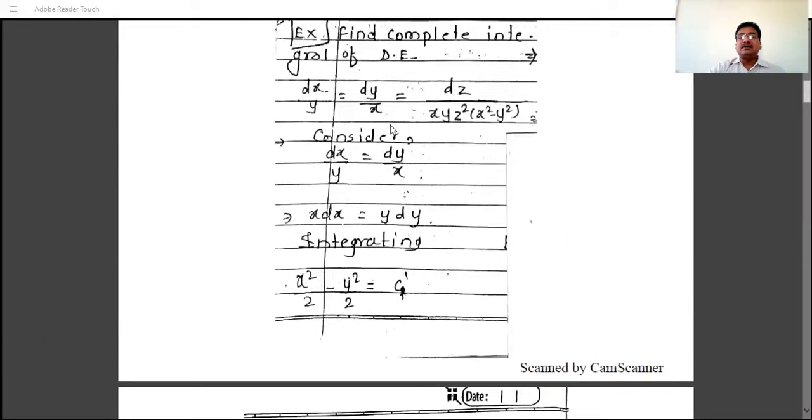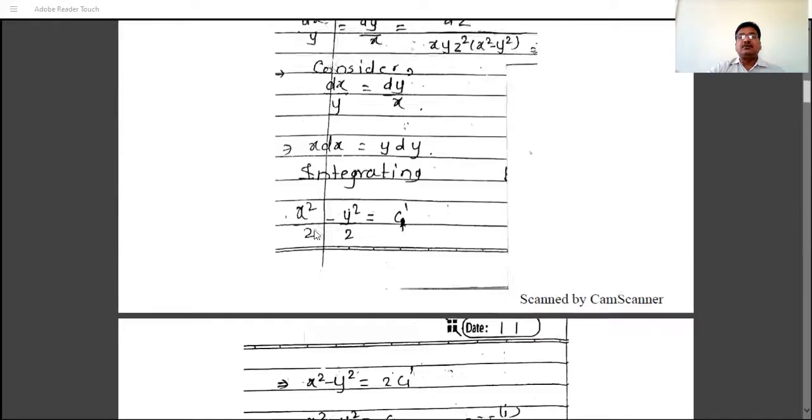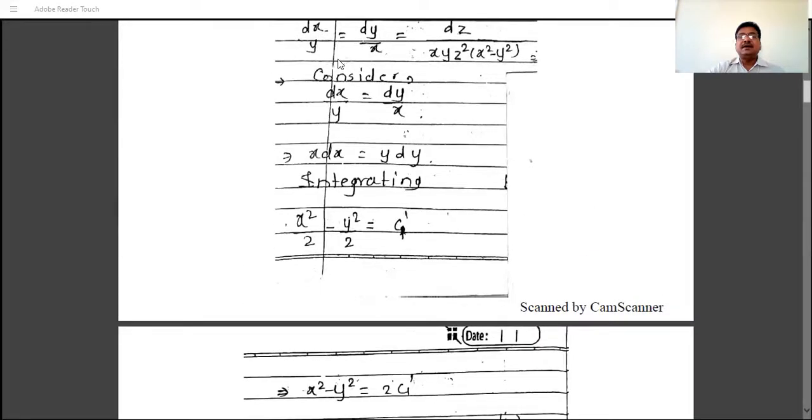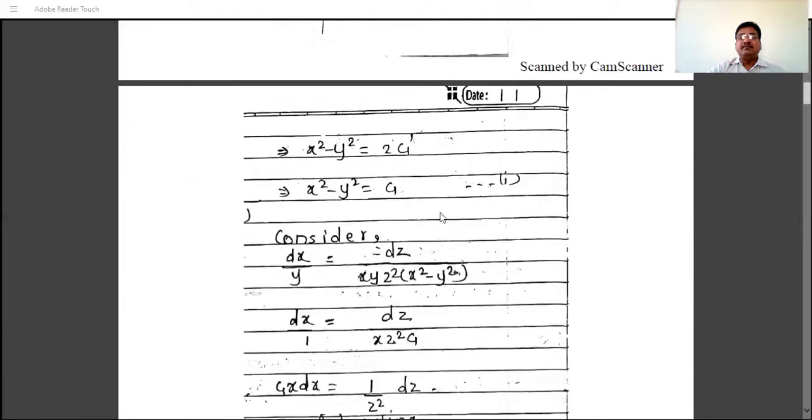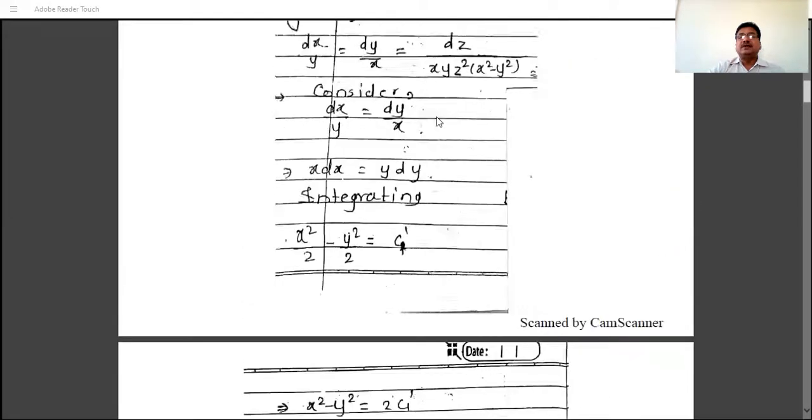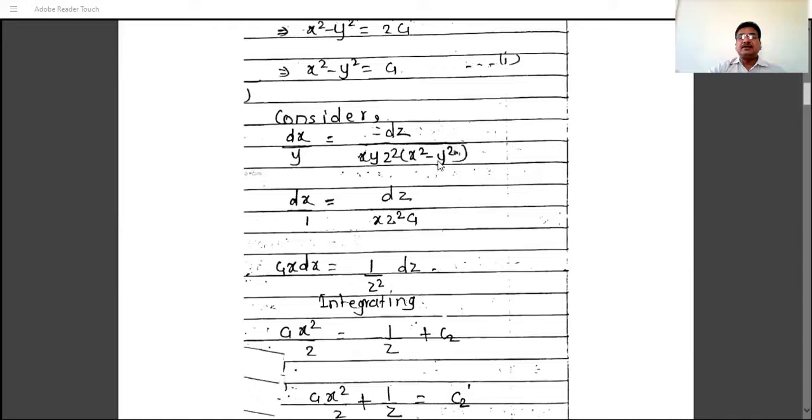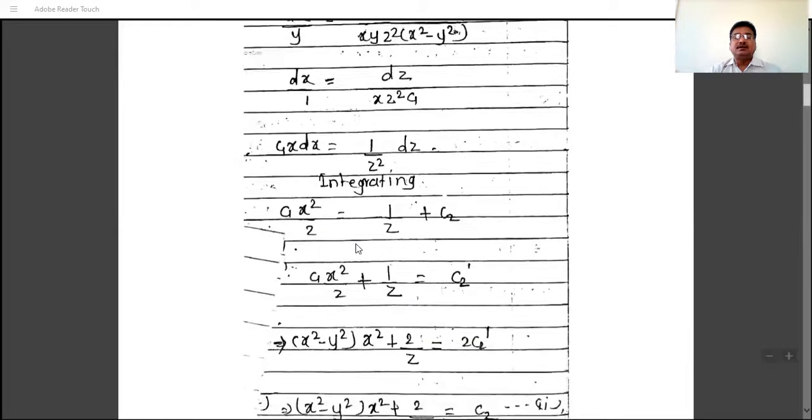So consider the first and third ratio, dx by y and dz divided by x y z square, x square minus y square, and then substitute x square minus y square as c1. And so we have dx by 1 is equal to dz divided by x z square c1. And then separate the variables. c1 x dx is equal to 1 by z square dz. So separate the variables, and then integrating.